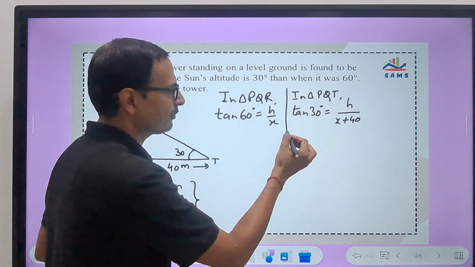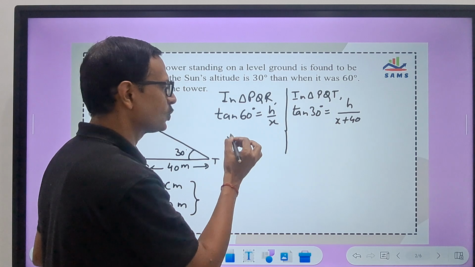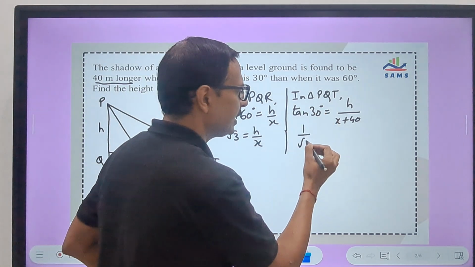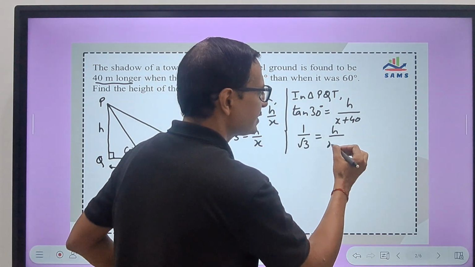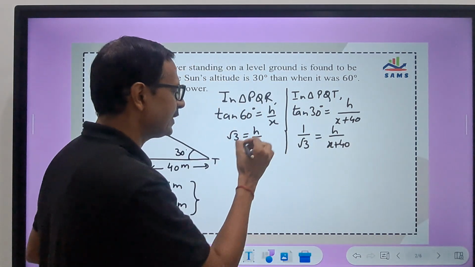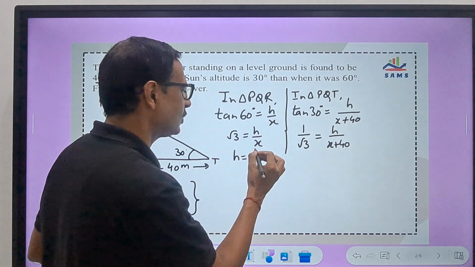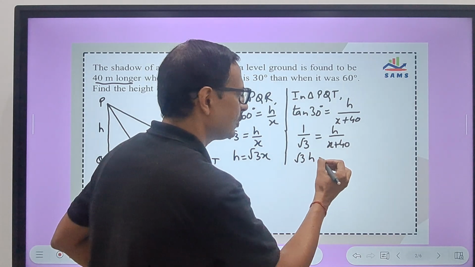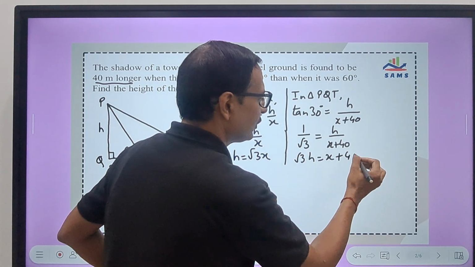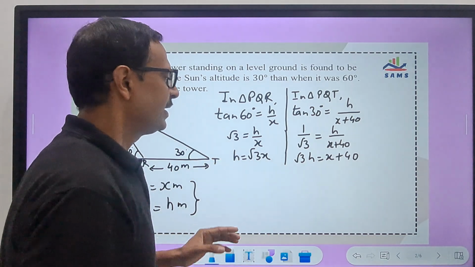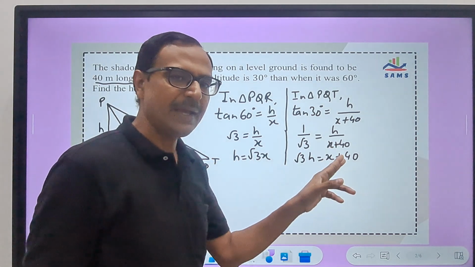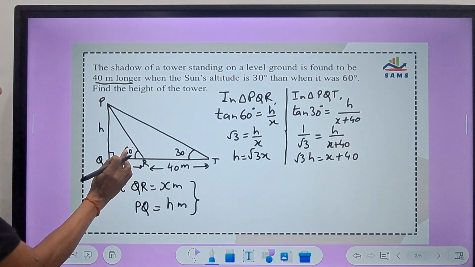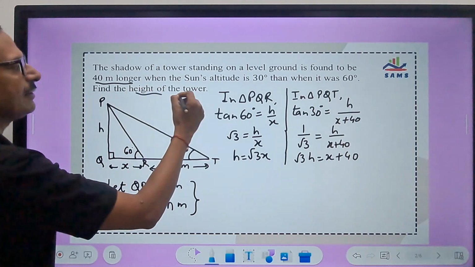So let's put the values of tan 60 and tan 30. Tan 60 is root 3 equals h upon x. Tan 30 is 1 by root 3 equals h upon x plus 40. So if you cross multiply here you will get h is equal to root 3x, and if you cross multiply here you will get root 3h is equal to x plus 40. Now what we need to eliminate is important. See, we don't want the x, right? Because he is not asking us the length of the shadow at 60 degree angle. He is asking us the height of the tower.